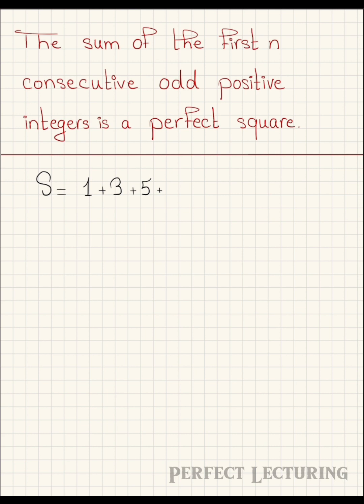Well, we notice the following. The first term, which is 1, can be written as 2 times 1 minus 1. The second term, which is 3, can be expressed as 2 times 2 minus 1. The third term as 2 times 3 minus 1, and so on. This means that the nth term must look like 2n minus 1. And this is our sum.